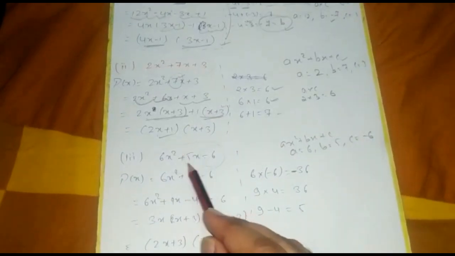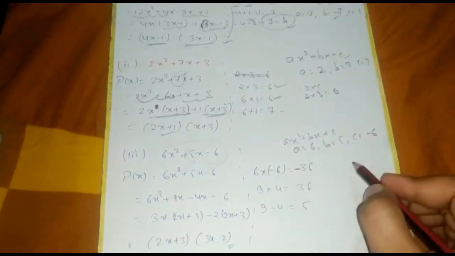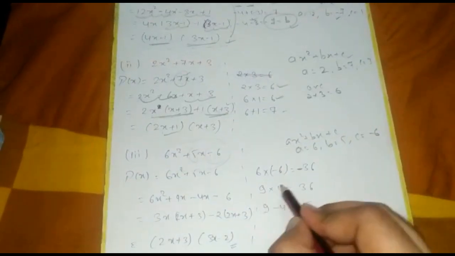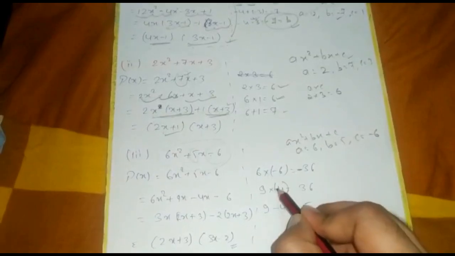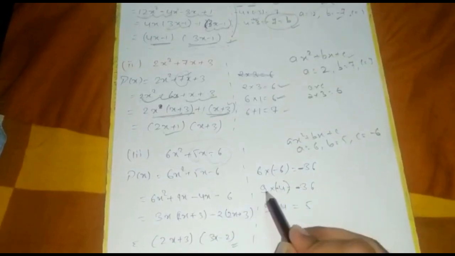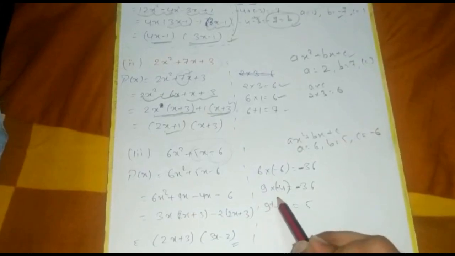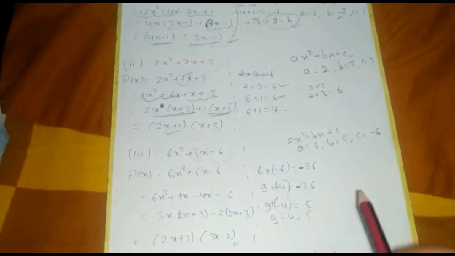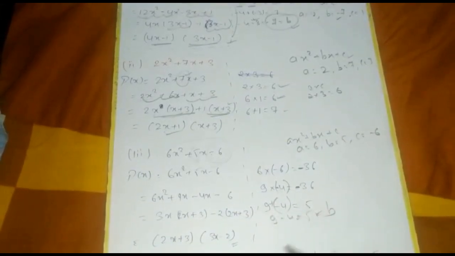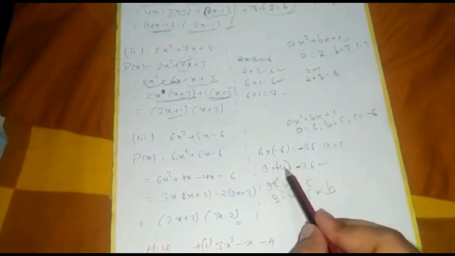Now here we have 5x. We have to find out two numbers. When we add them, it gives 5, and when we multiply them, it gives minus 36. So here we can take 9 and minus 4. So 9 into minus 4 will be equal to minus 36. 9 into 4 is 36, and the sign is negative. And when we add them, 9 plus minus 4 will be equal to 9 minus 4, which is 5. So when we add, it gives the value of b, and when we multiply, it gives the value of a into c. So here are the two numbers, that is 9 and minus 4.